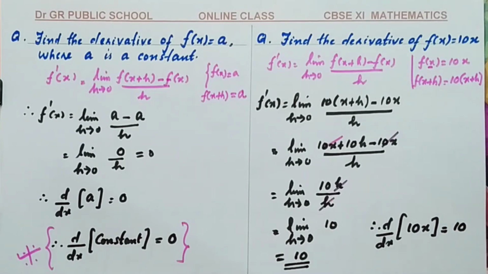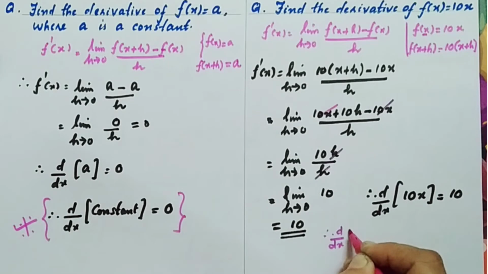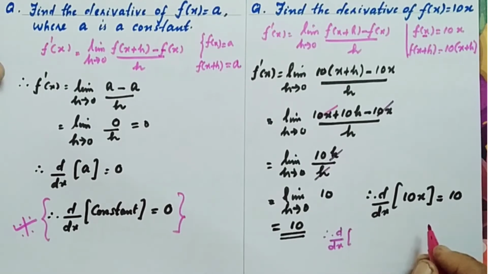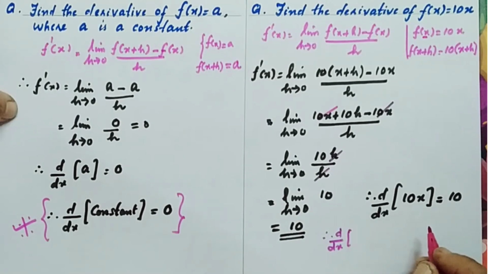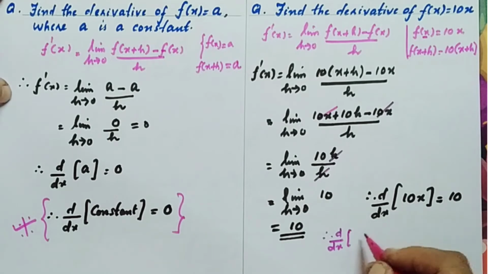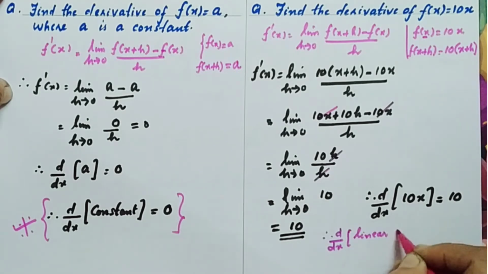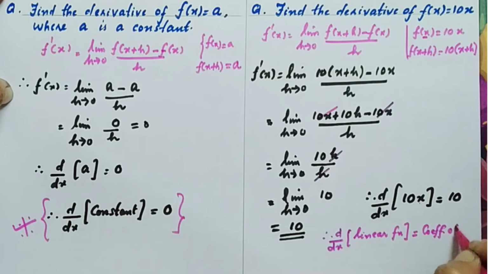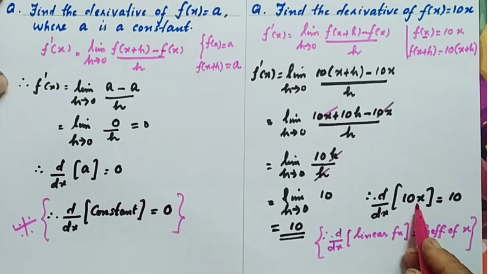From this you can arrive at the result that derivative of a linear function, that is if it is 4x plus 5 or 10x plus 2, whatever it may be, if it is a linear function, then its answer will be the coefficient of x. Coefficient of x. A very important result. Derivative of a linear function always gives the coefficient of the variable x.